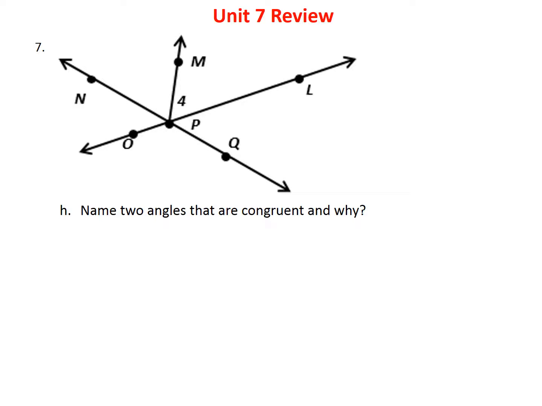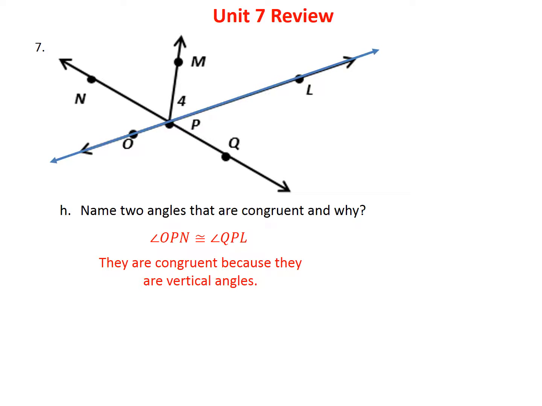7H asks us to name 2 angles that are congruent, and why. We're simply being asked to look at the diagram and tell from the diagram. We're not being asked to actually measure, because sometimes the diagrams are not exact. So the answer is that these 2 angles that I've listed, OPN is congruent to QPL, and why? Well, the reason is that they're what we call vertical angles. They're formed by 2 lines crossing, and the opposite angles are the same. So notice this angle and this angle are opposite when those 2 lines cross, and that's why they're called vertical angles.